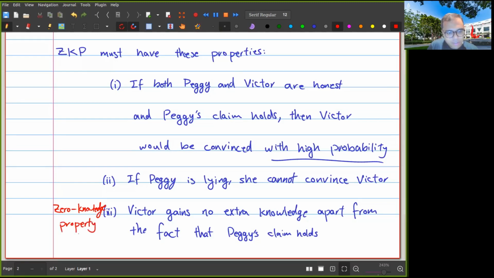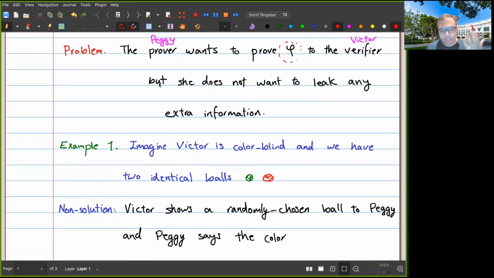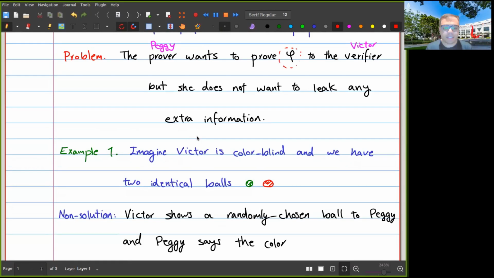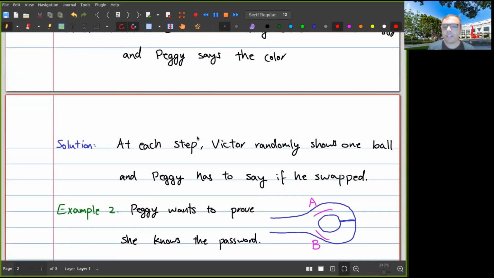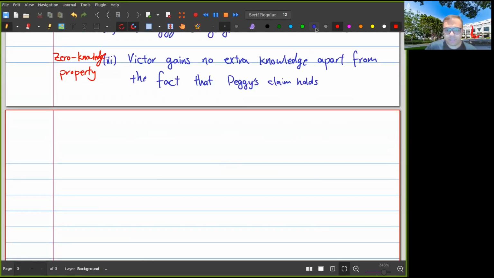A really good question is, how can you show if a particular protocol has the zero knowledge property? Because in these cases, I just claimed that it has the zero knowledge property, but how can I actually show it? How can I prove that Victor cannot get any extra information? Now, one way to prove the zero knowledge property, and actually the classical way of proving it, is based on this very simple observation.